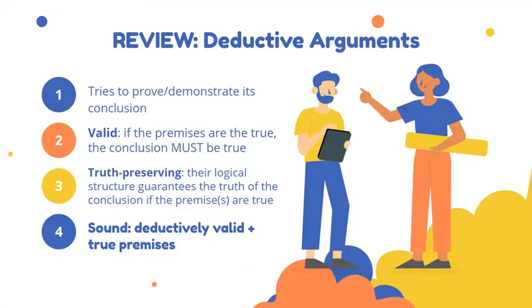So just to review, deductive arguments try to prove or demonstrate the truth of the conclusion. It's valid just in case, if the premises are true, the conclusion must be true. And we say they're truth preserving in that their logical structure guarantees the truth of the conclusion, assuming the premise or premises are true. Doesn't mean they actually have to be true. Just, if they are true, does it lead to the conclusion?